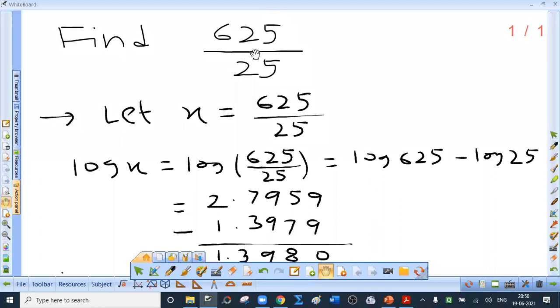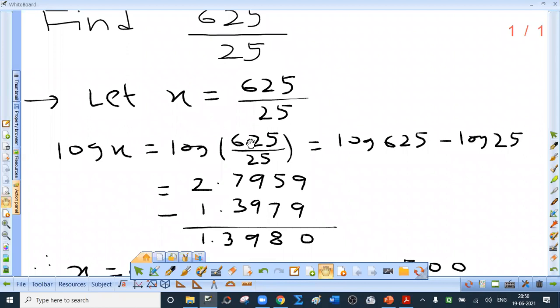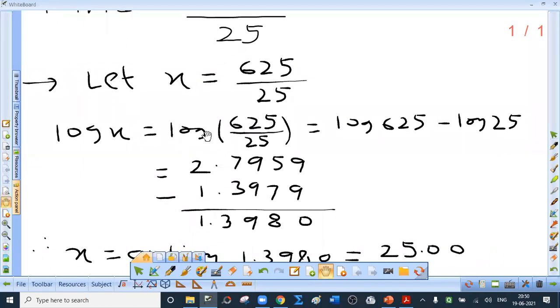Fine. 625 upon 25, but using log tables. Everybody knows that it is 25 square, so the answer has to be 25. But let us obtain it using log tables. Let x be 625 by 25. Take log. So log x is log of 625 by 25. Log of m upon n is log m minus log n. How to get log 625? It's a 3-digit number. Characteristic is 1 less, so 2.